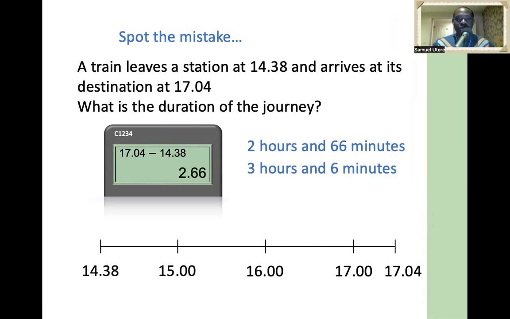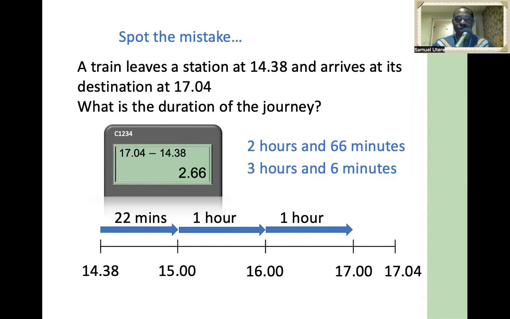If we do this, we say, okay, we want to find out how long. So we've written a timeline here and we've put the hours in between the times of travel. So let's start counting. We know that 14:38 to 3 o'clock or 1500 is 22 minutes. And we know that that's 1 hour. So 3 o'clock to 4 o'clock is 1 hour. 4 o'clock to 5 o'clock is 1 hour. And we know that the journey ended at 17:04. So 1700 to 17:04 is 4 minutes. So when we add all these times, we get 2 hours, 26 minutes.